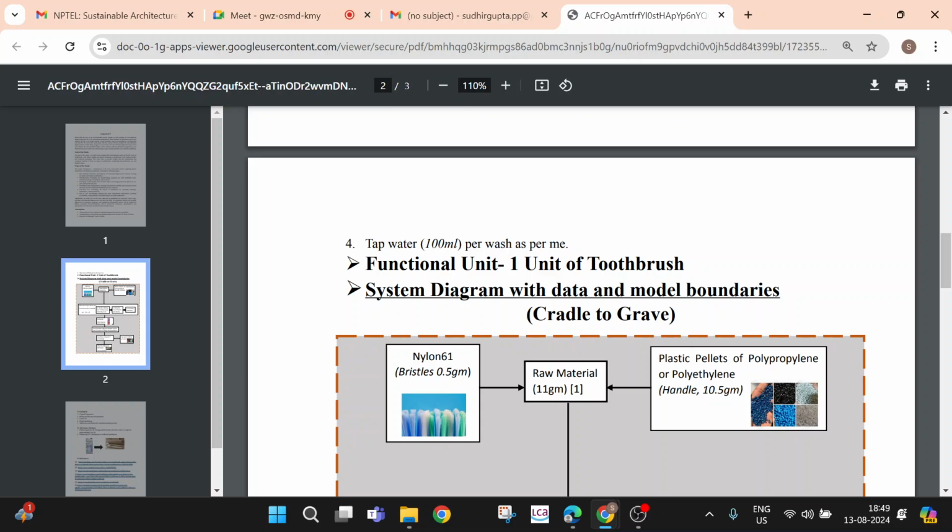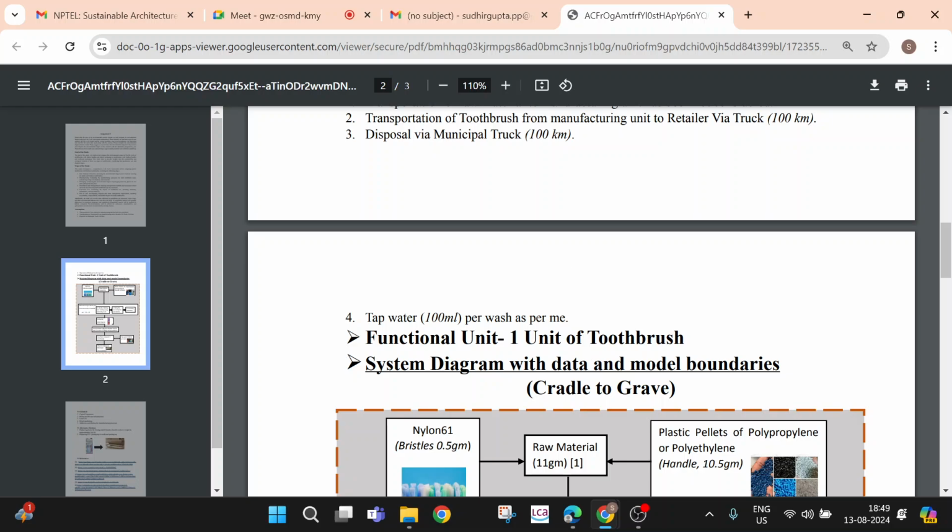And one more assumption is that I am using 100 ml of water per wash. So if I am using this toothbrush 100 times, or 20 times for 3 months, then how much water consumption will be there? All these come in the use phase, which we will be calculating.